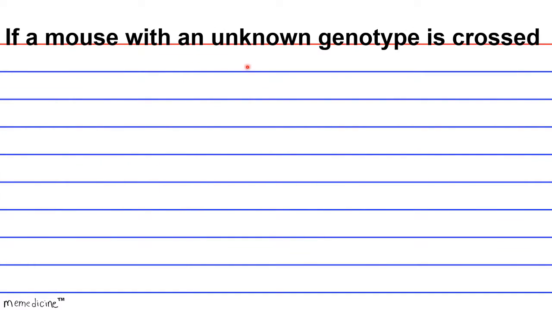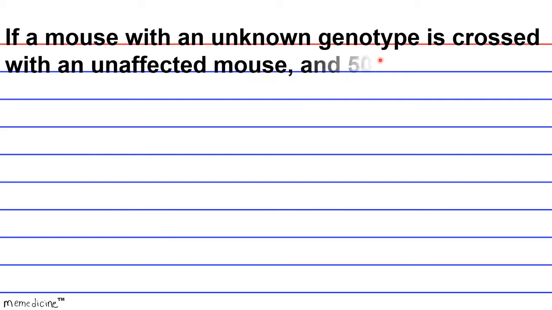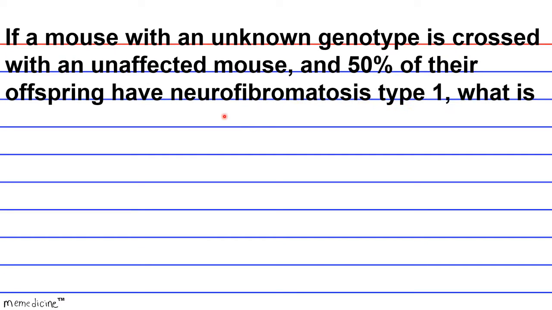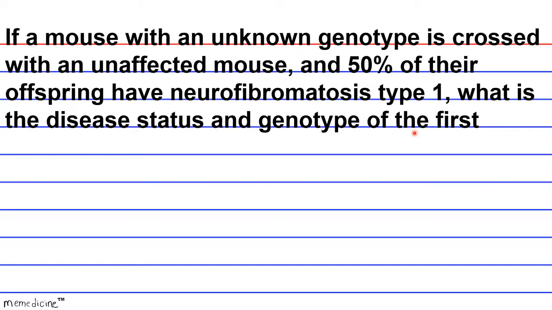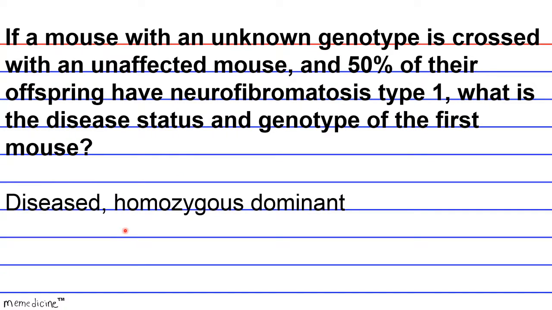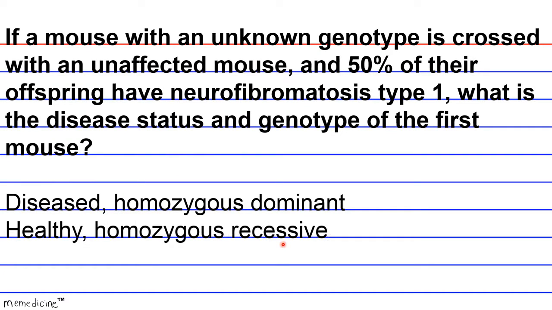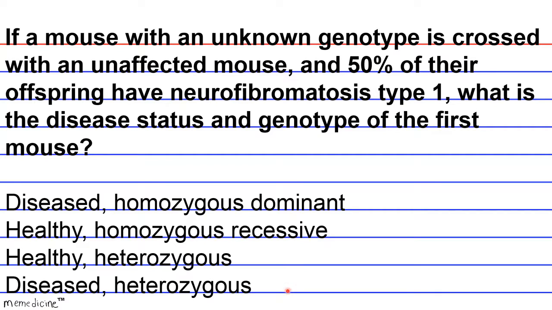If a mouse with an unknown genotype is crossed with an unaffected mouse and 50% of their offspring have neurofibromatosis type 1, what is the disease status and genotype of the first mouse? Is it going to be A, diseased homozygous dominant, B, healthy homozygous recessive, C, healthy heterozygous, or D, diseased heterozygous? I'll give you a moment to think and draw Punnett squares, whatever it is that you need to do to arrive at the correct answer.